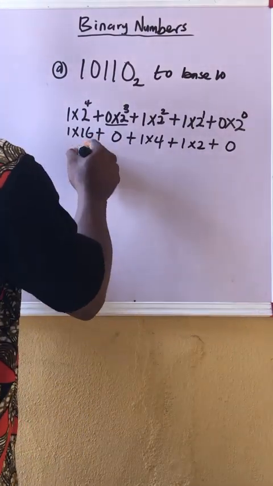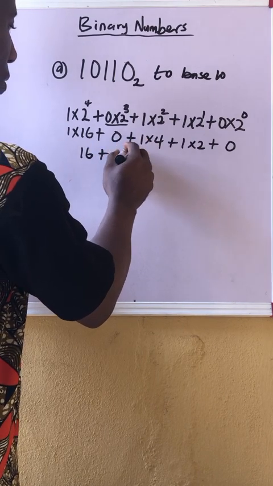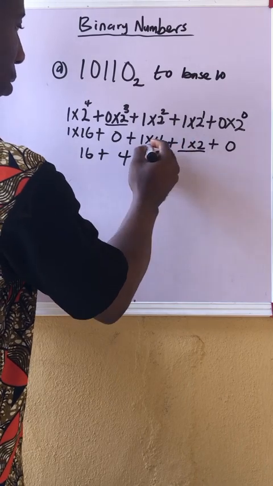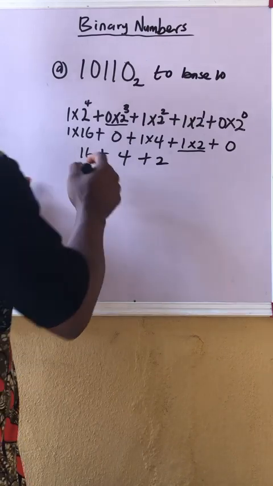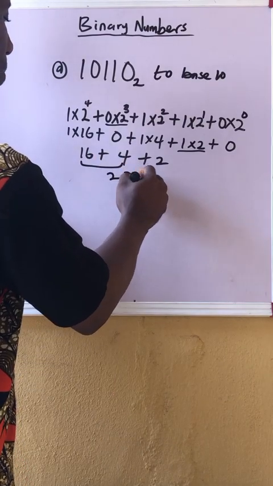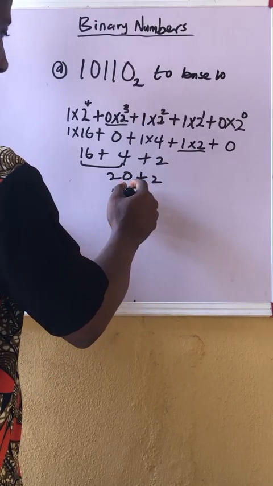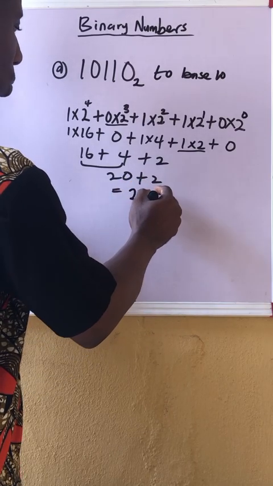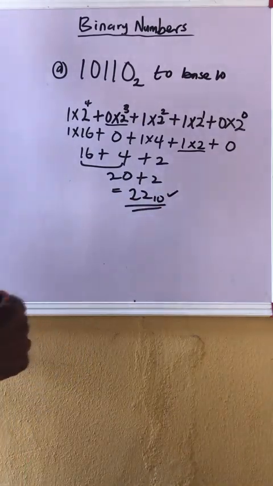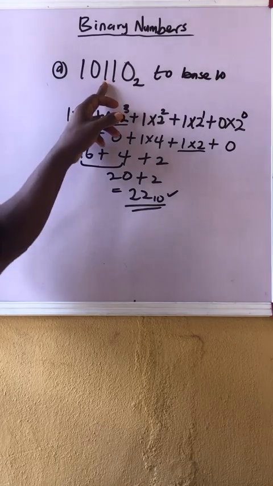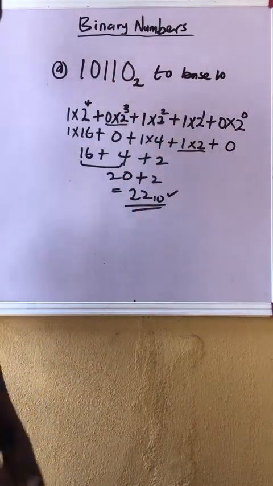Now, 1 times 16 will give us 16 plus 4 plus 2. Now this is what we have. 16 plus 4 will give us what? 20, plus this 2, which is equal to what? 22. So this is the final answer. So 10110 in base 2 is 22 in base 10.